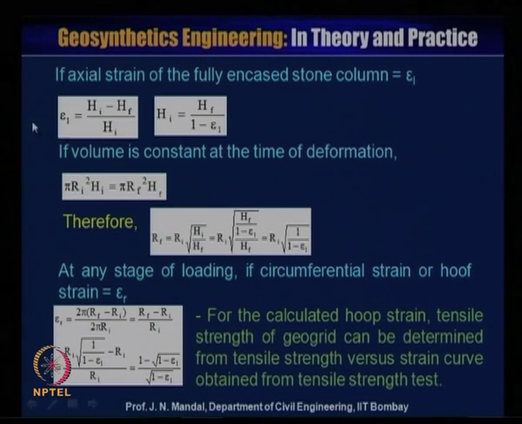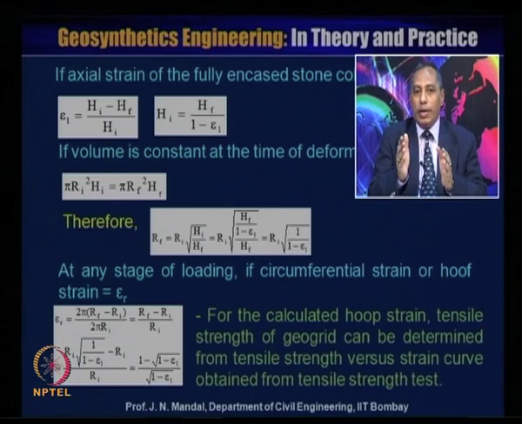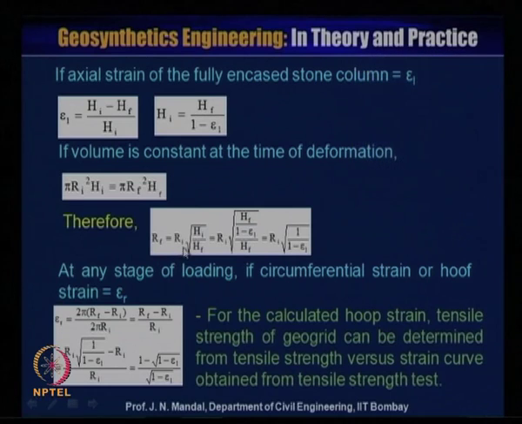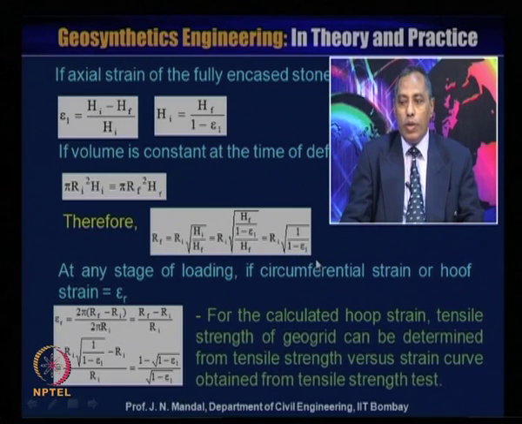So, epsilon 1 is equal to H_i minus H_f divided by H_i. That means H_i will be equal to H_f divided by 1 minus epsilon 1. As I said, volume is constant at the time of deformation. So, we can write pi R_i square H_i is equal to pi R_f square H_f. Therefore, R_f is equal to R_i root over H_i by H_f. That is equal to R_i into root of 1 upon 1 minus epsilon 1.